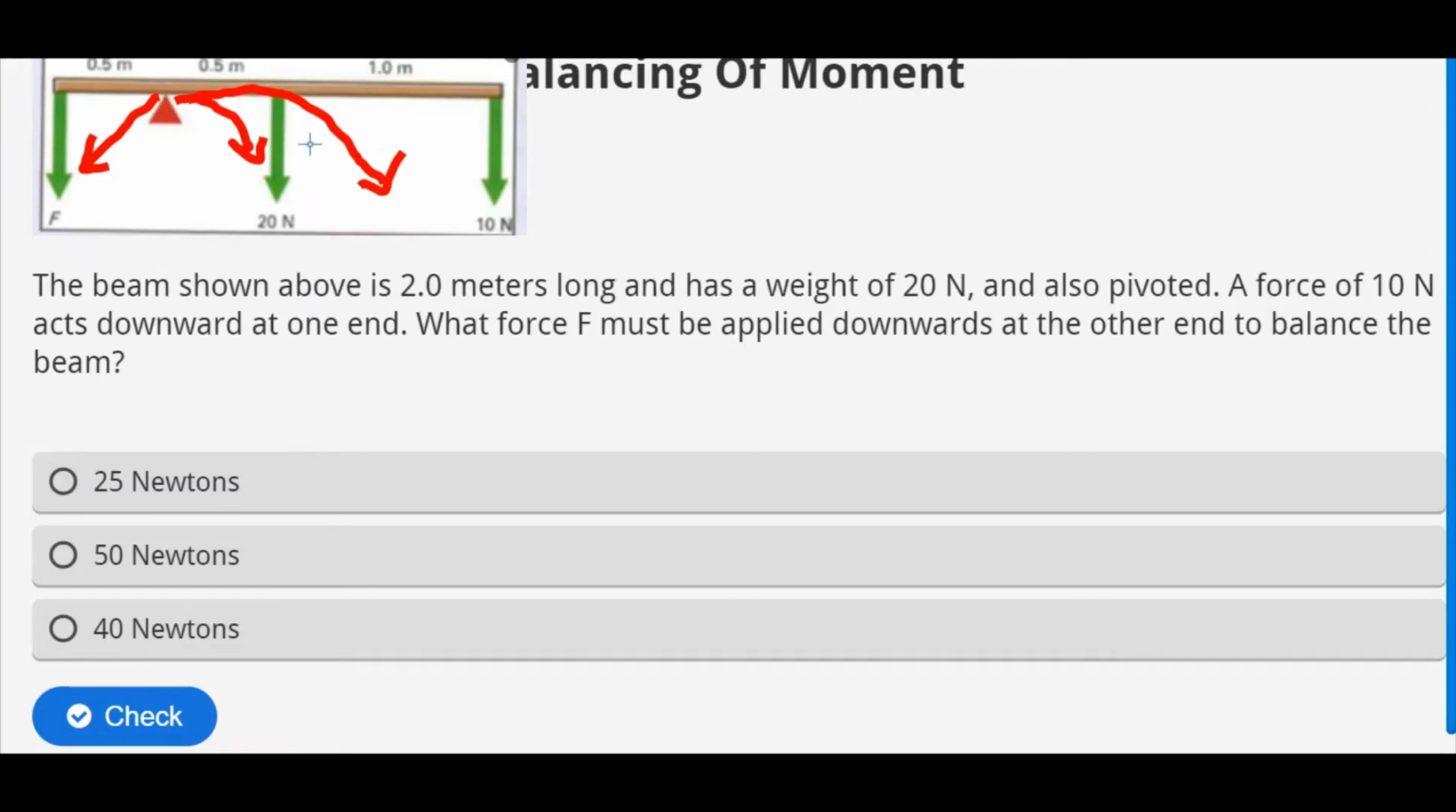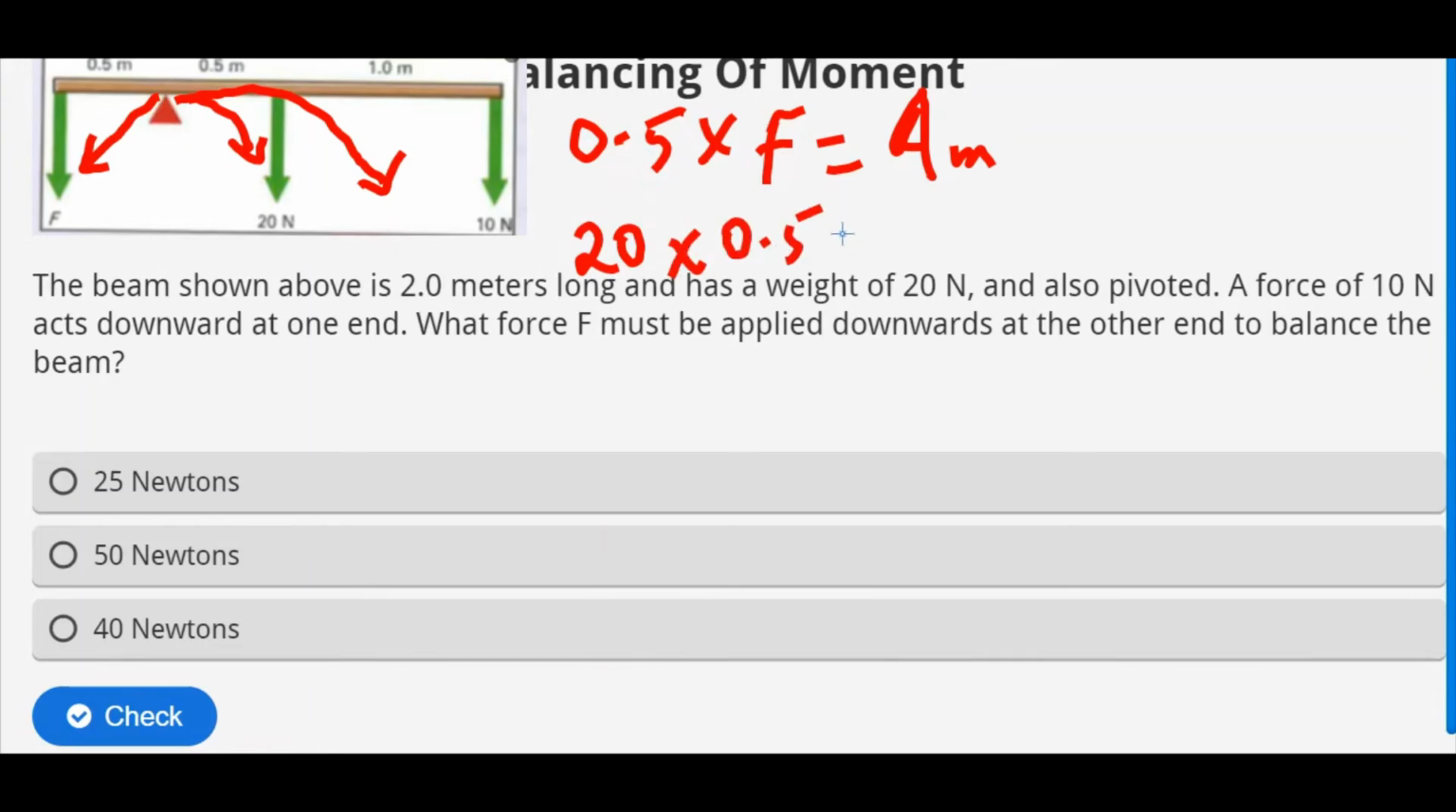Let's take the anti-clockwise moment first. So you have 0.5 times the force. This is for the anti-clockwise moment. Now, for the clockwise moment, we have 20 times 0.5. That's clockwise moment 1. We also have 10 times the total distance before the pivot. That will be 1.0 plus 0.5.